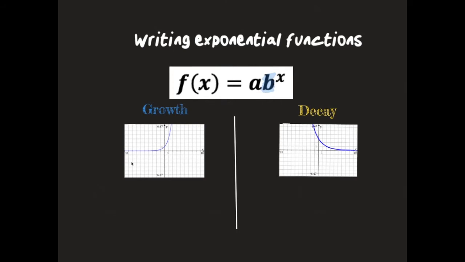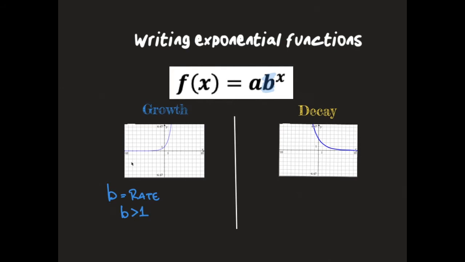Now, this number, we need to understand something. This number, the B value, is what is going to decide, or where we can tell, if what we have is going to be a growth or a decay. Okay, so let me give you an example. B is my rate, okay? So B is my rate. If my B value is any number bigger than 1, I'm going to have a growth.